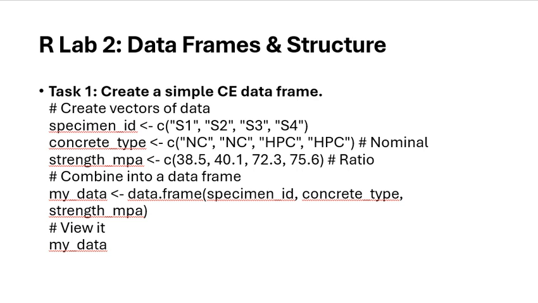NC, C is concrete, right? Yes, type of concrete, so C is concrete. No, N is normal, and HP is high performance. Okay, and then these are the values of the strength of each of them, and they have a one-to-one link mapping: for the first sample, the type of concrete, and the first value of this concrete.